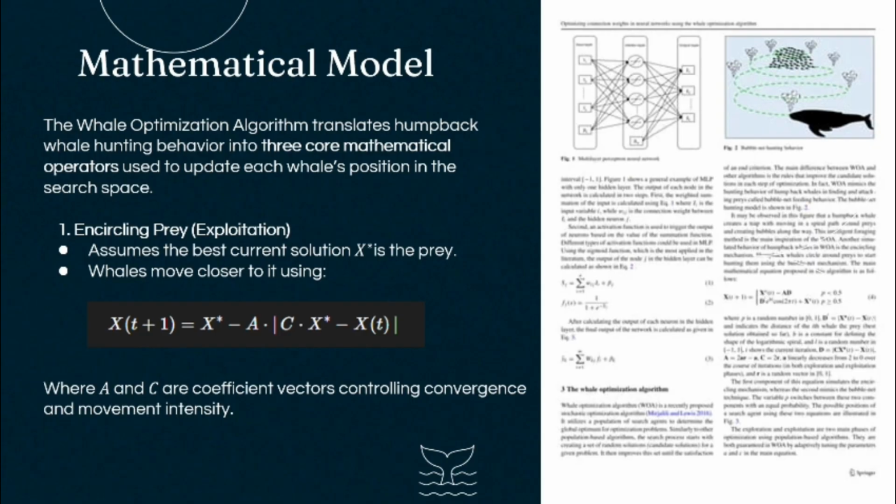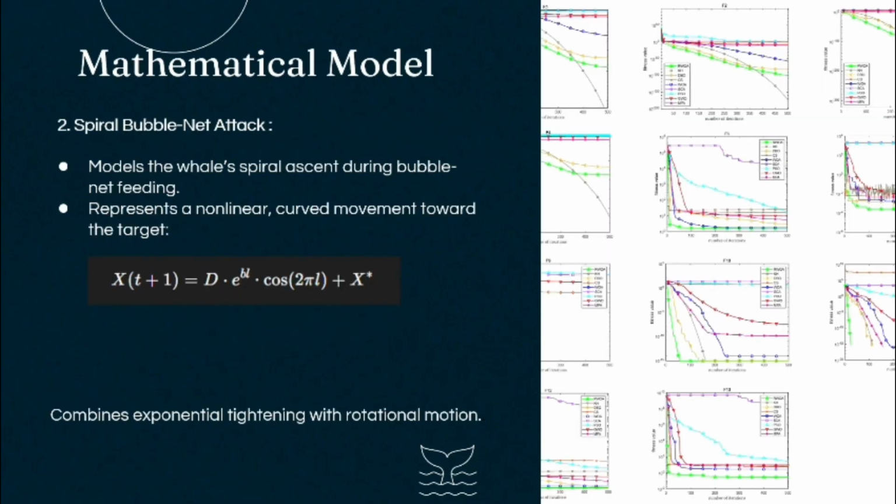As iteration progresses, the value of A decreases gradually, which causes the whales to shrink their encircling movement and converge toward the best solution. The second operator is the spiral attack, which models the whale's logarithmic spiral upward movement. This creates a curved, non-linear path toward the target solution. The position update equation for this is X(t+1) = D'·e^(bl)·cos(2πl) + X*. Here D' = |X* - X(t)|, b controls the shape of the spiral, and l is a random value between -1 and 1. This formula combines the exponential tightening with the rotational motion, giving smooth spiral convergence toward the target.